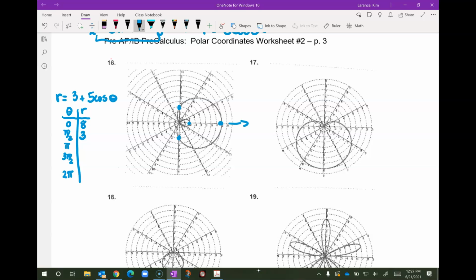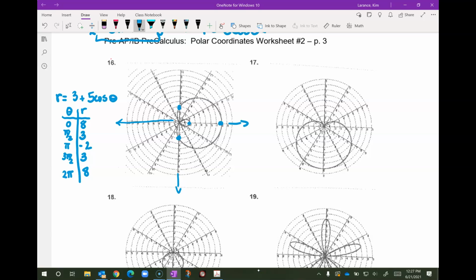Sorry, gang. Okay, I'm pointed toward pi. The cosine of pi is -1, and 3 minus 5 is -2. So there's that 2. Remember, I'm pointed toward pi, and I go backwards 2. So that gives me that point. 3 pi over 2, again, is 0. I'm pointed in this direction. I go in that direction 3. So there's that third point. And then 2 pi is going to take me back home to 8. Sorry for that little blip in my brain.